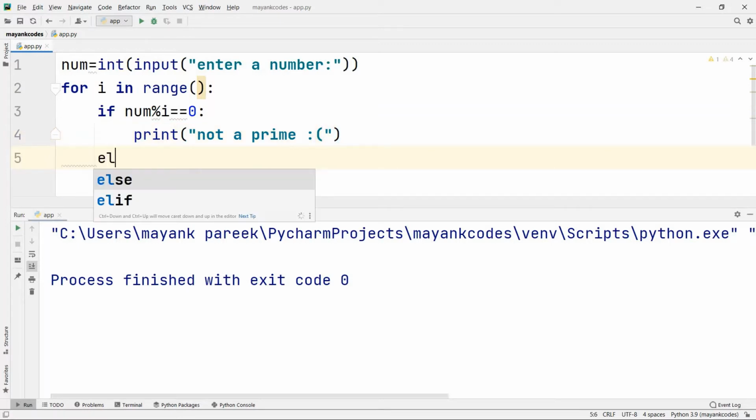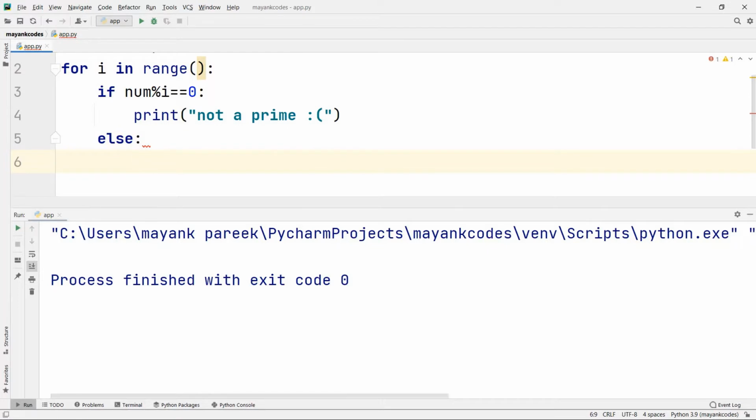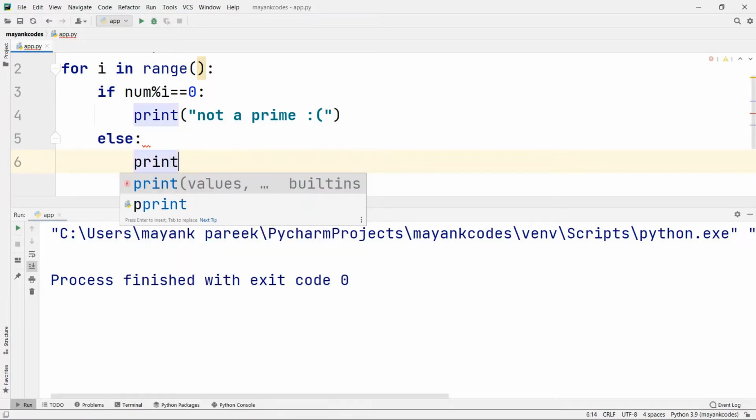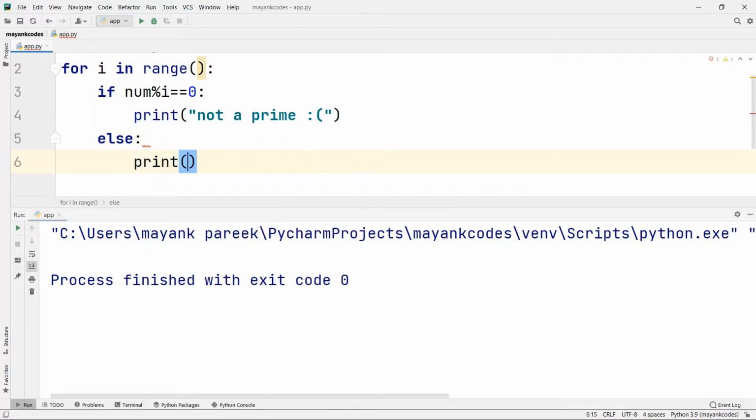And now for else, I can say if the number is not divisible by any number, then of course this is a prime number. Now I'm going to print prime number. Over here I'm getting prime, and that's really amazing. I got this. Now I will make a happy face.